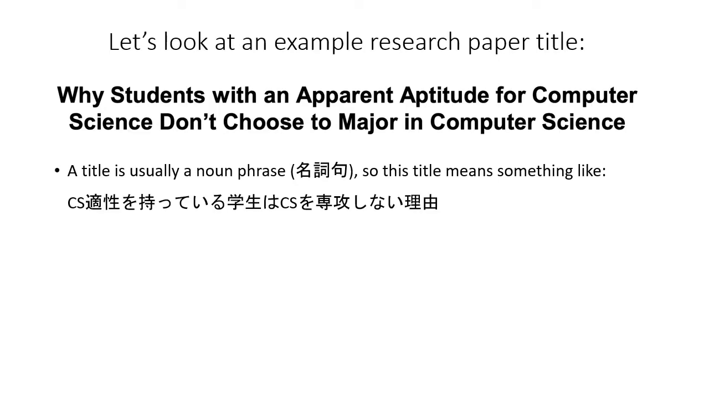So here's one example of a research paper title: Why students with an apparent attitude for computer science don't choose to major in computer science. A key point here is that this is not a sentence. It's actually a big noun phrase.